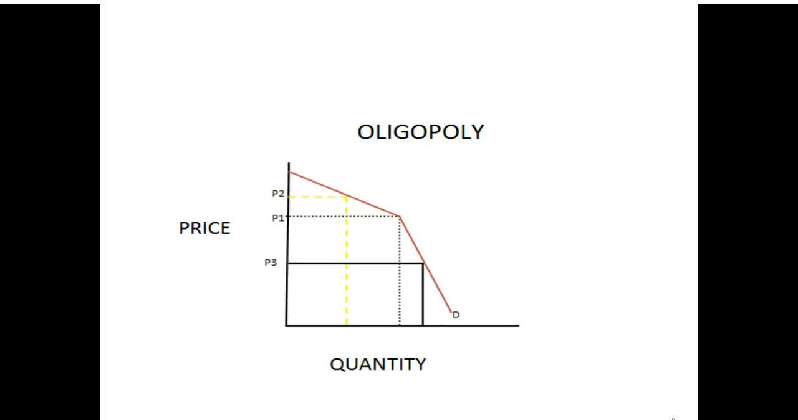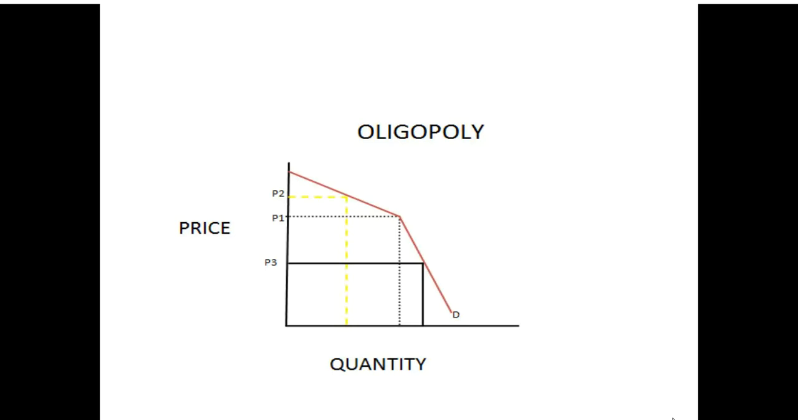Now look at the other situation. In the other situation, prices have fallen. From P1 the prices fall to P3. And what's the idea? The idea is that this person wants to increase his quantity sold, or in other words, he wants to increase his market share by reducing the price.